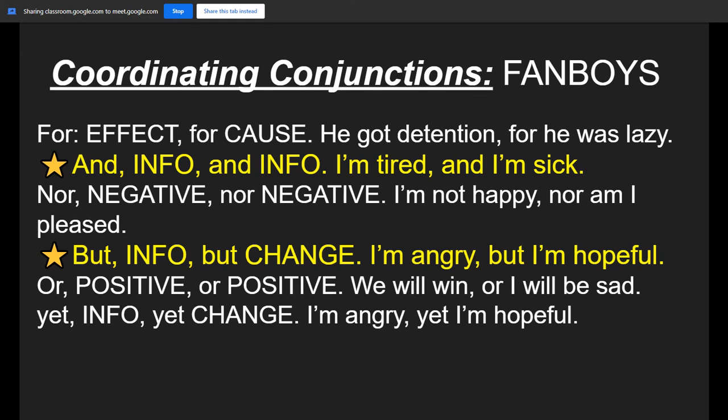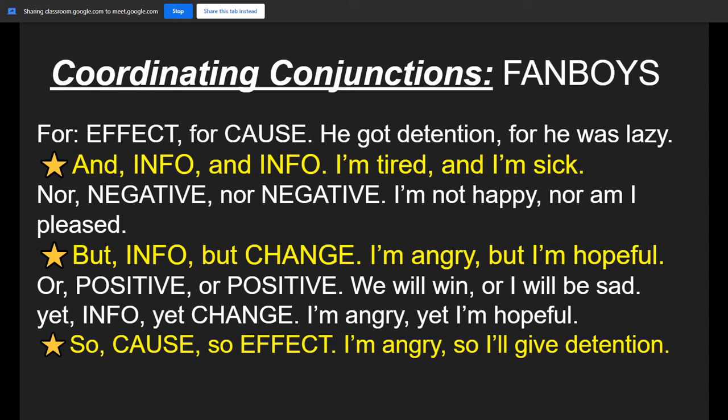Yet is going to be used exactly like but. There's no difference. I'm angry, yet I'm hopeful. It's just a different way of approaching it. And if you already have a sentence with but, you can always write a different sentence using yet if you want to have a compound sentence. That's a way to give yourself a little bit more variety. Yet is again one of those words that we don't use much in modern English, but it is still very valid and still works really well. And if you want to add it, go for it.